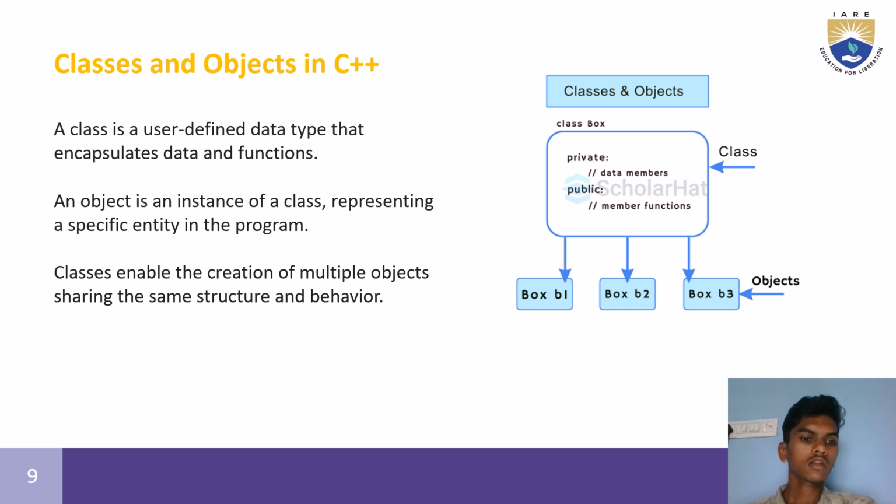And coming to classes and objects in C++. A class is a user-defined data type that encapsulates data and functions. An object is an instance of a class representing a specific entity in the program. Classes enable the creation of multiple objects sharing the same structure and behavior. You can see the image of classes and objects and how they look. Classes contain two types of members, private and public. Private is for data members and public is for member functions.